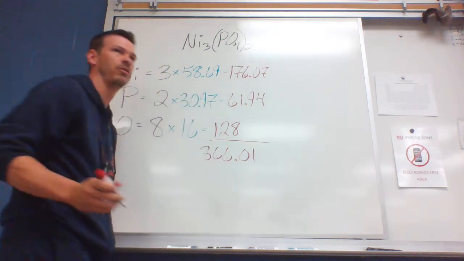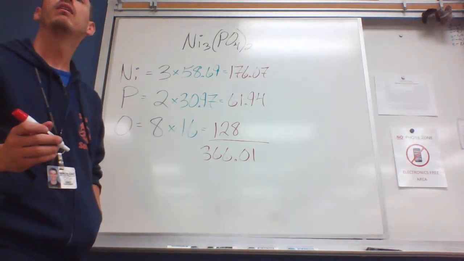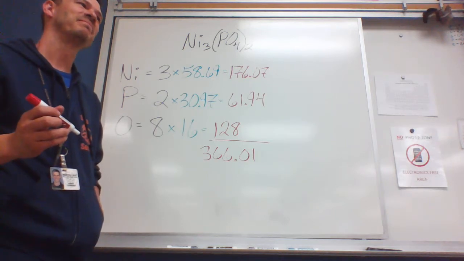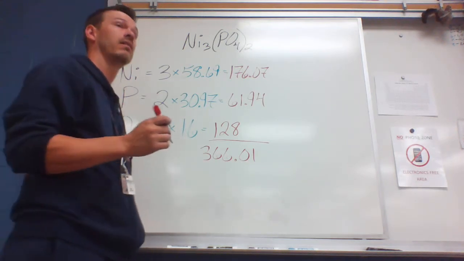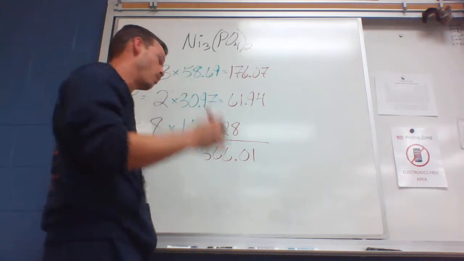What are the units of molar mass? No. AMU is average atomic mass. Grams per mole.